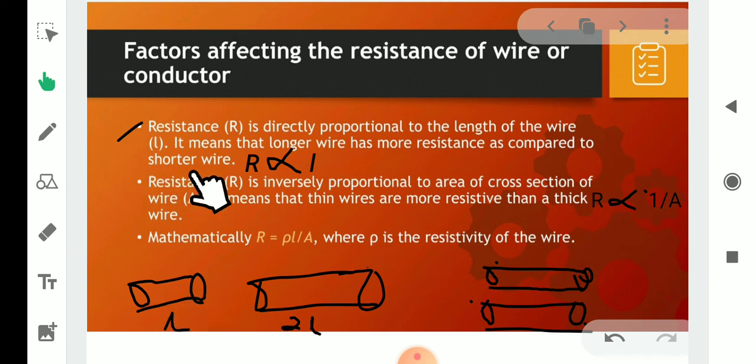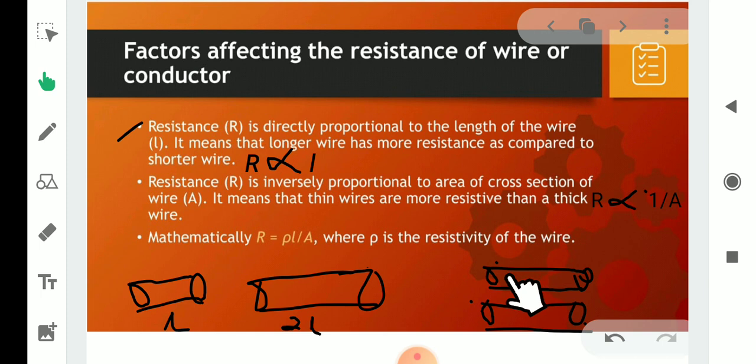Next, the second factor is the area of cross section. How does it depend on area? Resistance is inversely proportional to area. That means a thin wire has more resistance compared to a thick wire, because here the electron movement is congested. But in the second case, as the area increases, the electrons have space to move a little more freely compared to the thin wire.